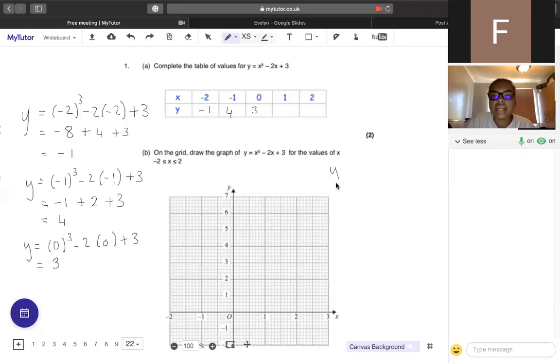And then do exactly the same thing for x equals 1. So 1 cubed is 1, then minus 2 multiplied by 1 is minus 2, and then plus 3. So 1 minus 2 plus 3 is 2. 2 would be our answer here. And then we can do the same thing for our last x value, which is 2.